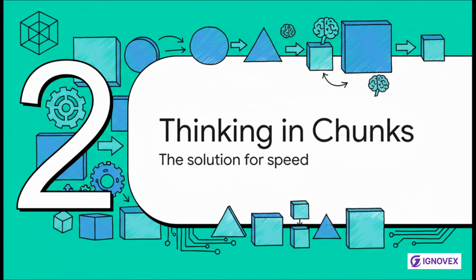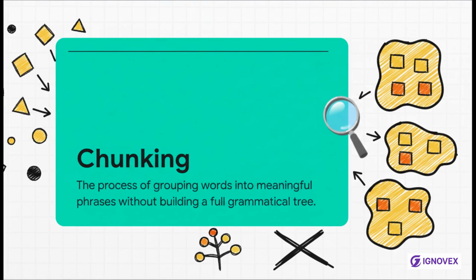So to get around that speed problem, engineers came up with a really elegant solution. Instead of trying to understand the whole complicated tree, the computer learns to just think in chunks. And this is the big idea we're going to unpack today. So what exactly is chunking? It's basically the process of grouping words into meaningful little phrases, the chunks, things like noun phrases or verb phrases. But here's the most important part. It does this without building that big, slow, complicated grammatical tree. It's a faster, leaner way to get right to the meaning.